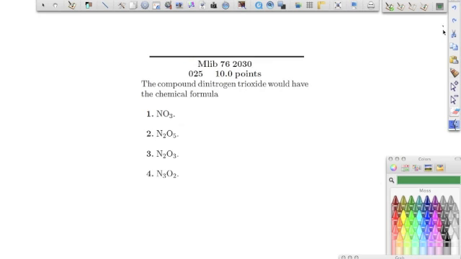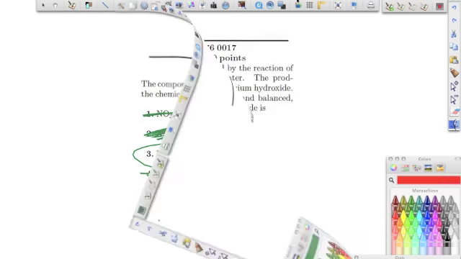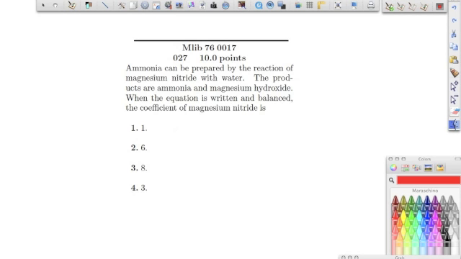Okay, moving on to number 25. It says the compound dinitrogen trioxide would have the chemical formula. So when we're doing this, all we have to do is di means 2, so 2 nitrogens. So we're looking down here, that one doesn't have 2 nitrogens, that one doesn't have 2 nitrogens, so we're down to this. And it's trioxide, tri means 3, so 3 oxygens. It can't be this one because that has 5. So the correct answer would be number 3, dinitrogen trioxide: 2 nitrogens, 3 oxygens.